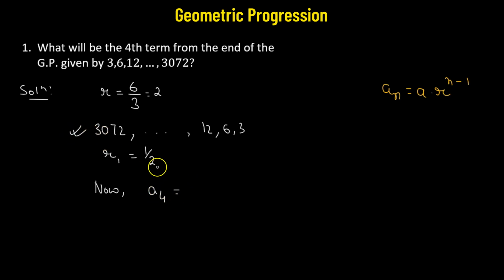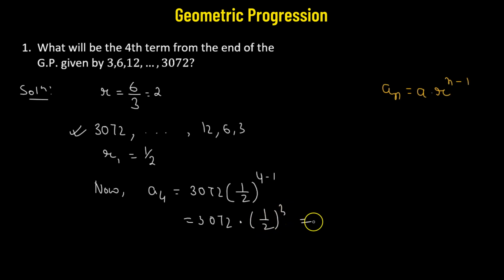Therefore, we have the fourth term, a4, from the end. So our a value is 3072 multiplied by the common ratio, half, raised to the power of 4 minus 1. We have 3072 times 1 over 2 raised to the power of 3. That means we have 3072 divided by 8, and this is going to give us a value 384. That means the fourth term from the end of the geometric progression given by 3, 6, 12, with the last term being 3072, is going to be 384.